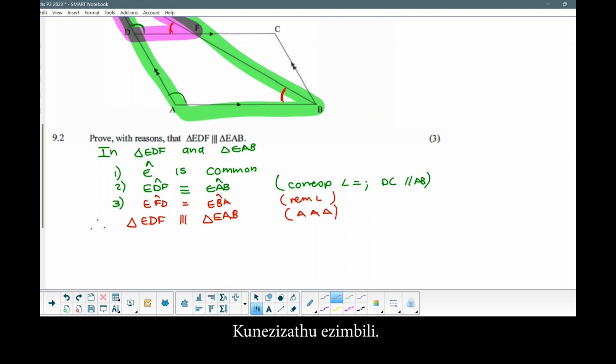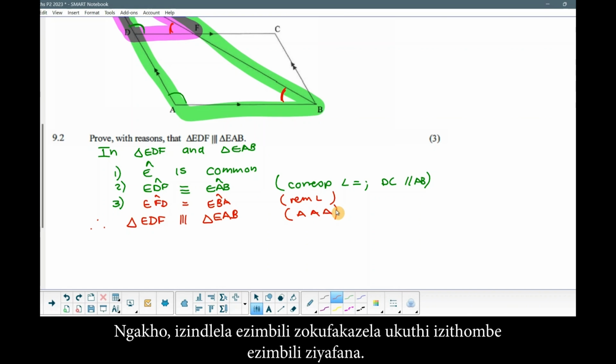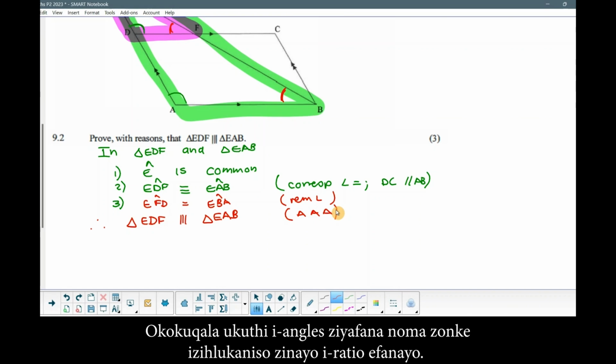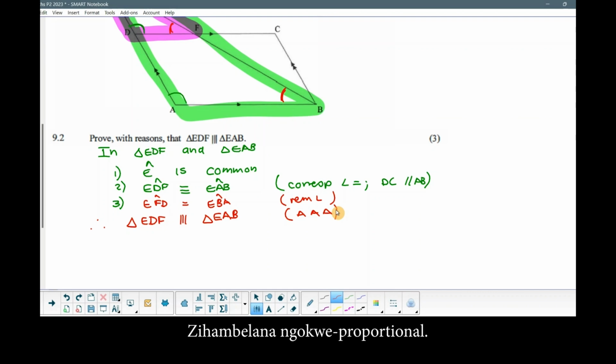There are 2 sets of ways in which you can prove that 2 triangles are similar. One is that they're equiangular, or all 3 sides have the same ratio. They are proportional to each other.